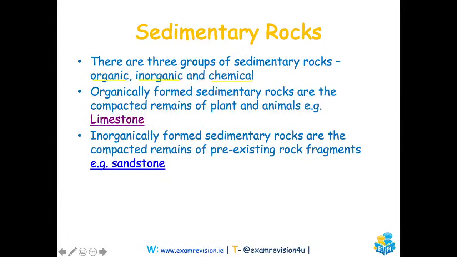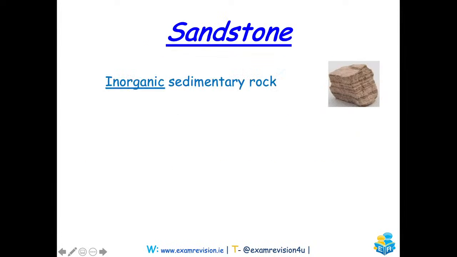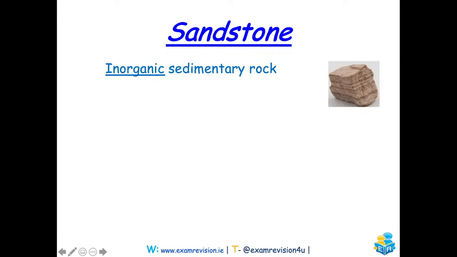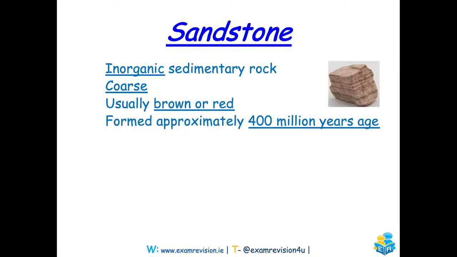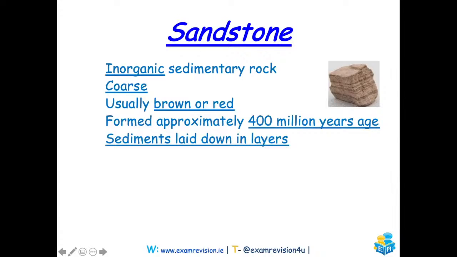Inorganically formed sedimentary rocks are compacted remains of pre-existing rock fragments, okay? An example of an inorganic rock is sandstone, and I'll bring it to sandstone. This is what sandstone looks like. It's a sedimentary rock, like we said. It's very coarse, so it's usually brown or red in colour. It formed approximately 400 million years ago. Sediments are laid down in layers, okay, so it's got the strata.